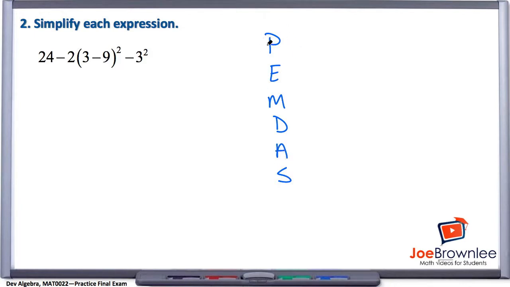We know we have to start with P, which stands for parentheses, or any other grouping symbol. In this case, the only grouping symbols I see are the parentheses right here, this 3 minus 9. So we have to evaluate what's inside this set of parentheses first. So let's go ahead and do that.